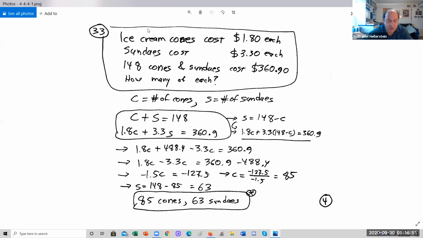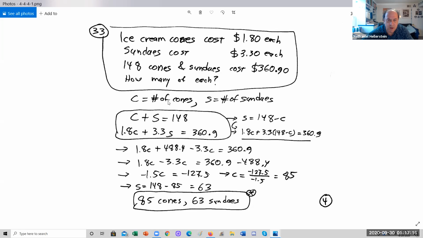Here we have, I think, what's called a mixture problem. Ice cream cones cost $1.80 each. Sundaes cost $3.30 each, and I bet those are way obsolete prices. Oh well. Now 148 items of cones and sundaes cost a total of $360.90. How many cones? How many sundaes?